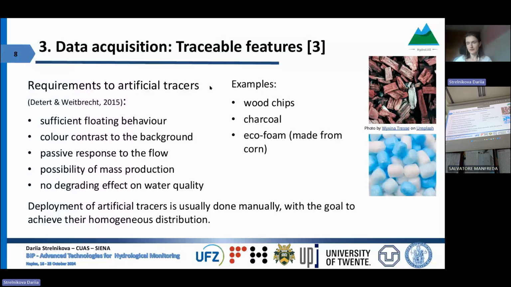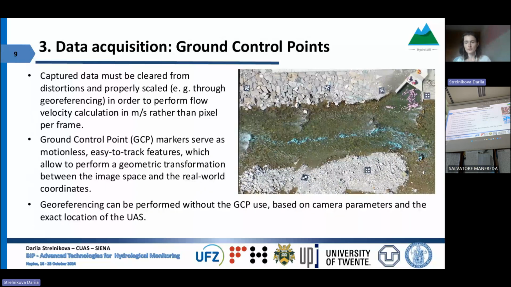Then, if we have cleared the question with tracers, there is a question of how do we come from the image space to the real world space, because we want to measure velocities in meters per second and not in pixels per frame. And for this, we usually use the ground control points, which give us information which pixel in the image corresponds to which coordinate in the real world.